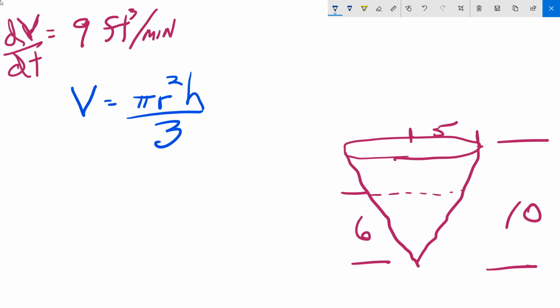What we would like to do is have volume be a function of one variable. Right now it's a function of 2 variables, radius and height. Can we make it a function of 1 variable? How are radius and height related?